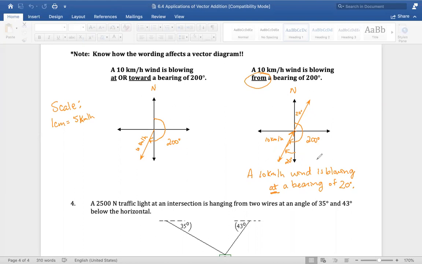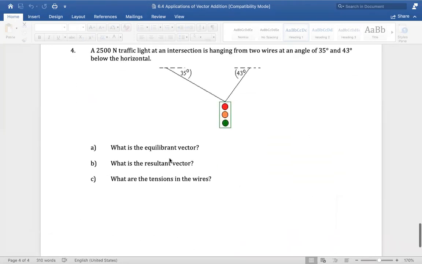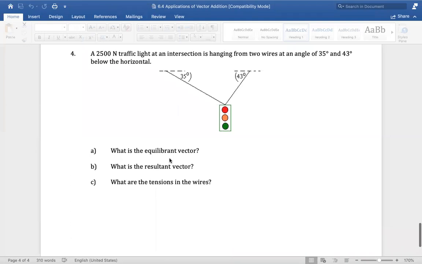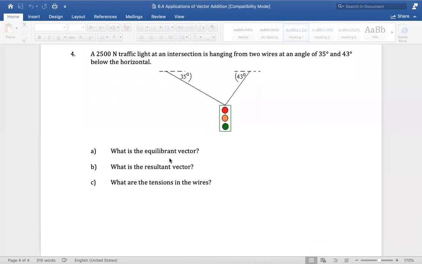So now looking at number 4. I might move it up because I think I need a little bit more room, just so you guys know. A 25 Newton traffic light, so that's the force hanging down at an intersection, is hanging from 2 wires that are at an angle of 35 degrees and 43 degrees below the horizontal. So basically, like a grade 10 question, from the horizontal down, and from the horizontal down.